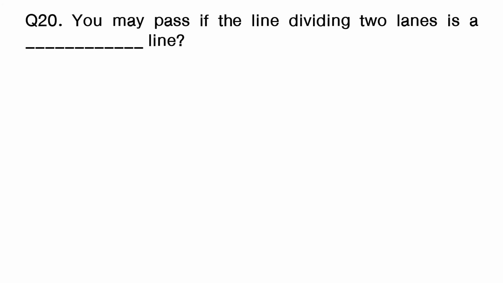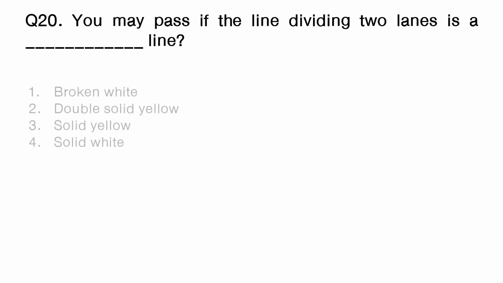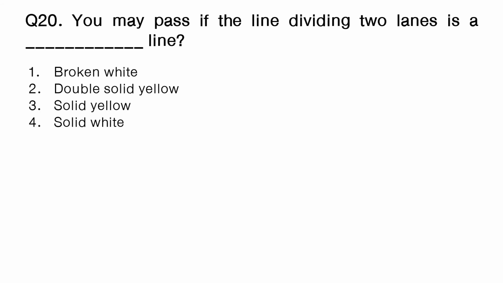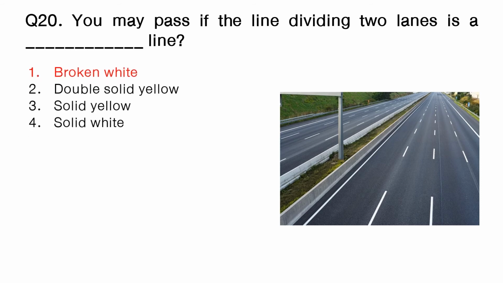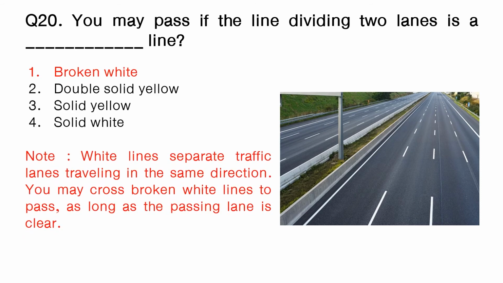Question. You may pass if the line dividing two lanes is a dashed line. Option number 1. Broken white. Option number 2. Double solid yellow. Option number 3. Solid yellow. Option number 4. Solid white. The answer is option number 1. Broken white. Note. White lines separate traffic lanes traveling in the same direction. You may cross broken white lines to pass as long as the passing lane is clear.